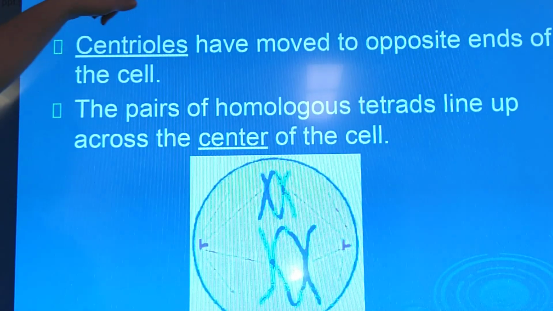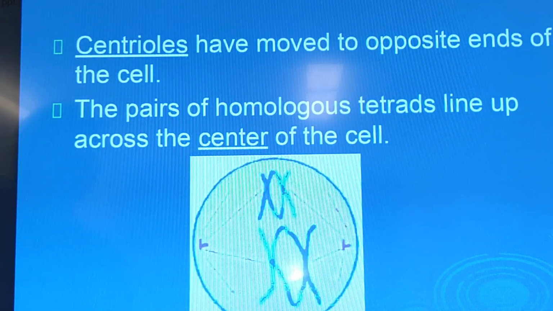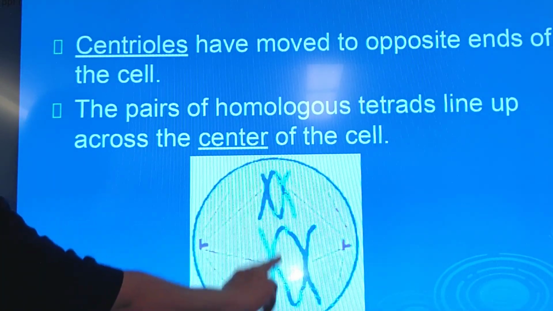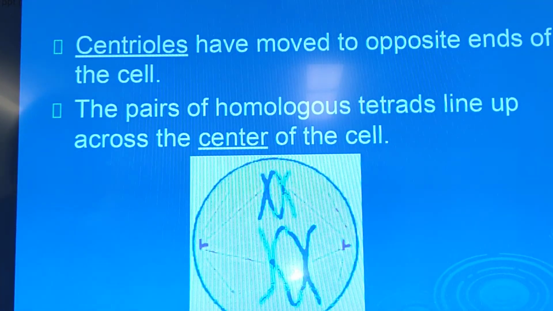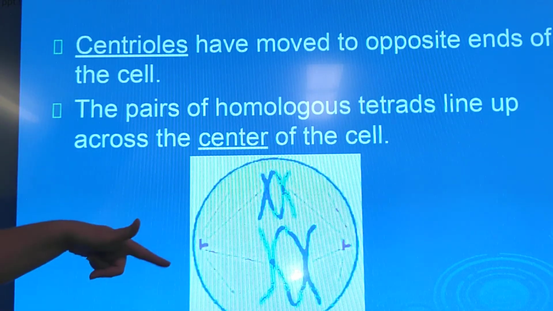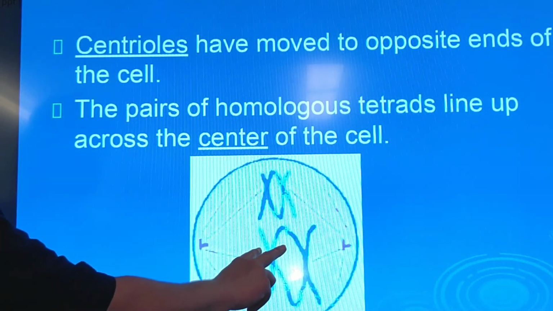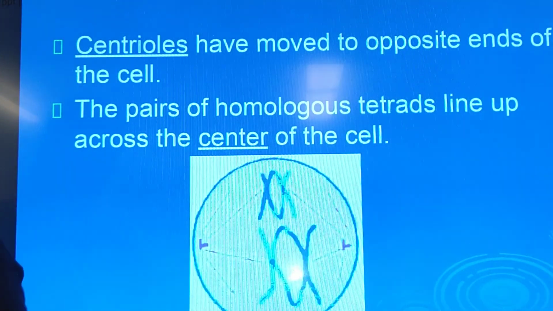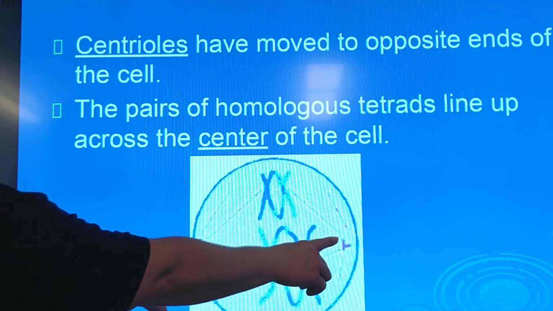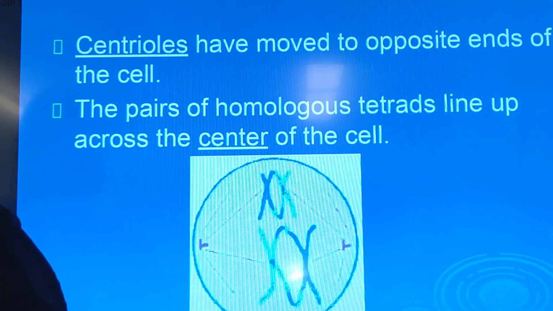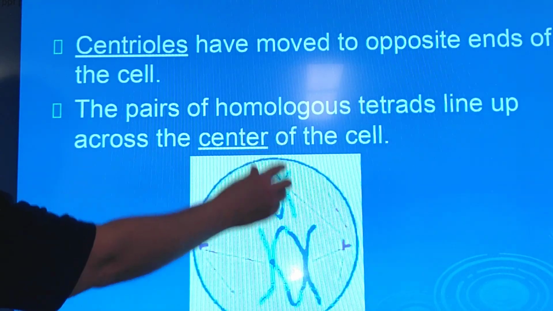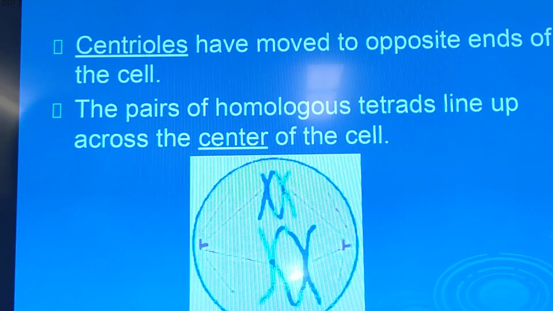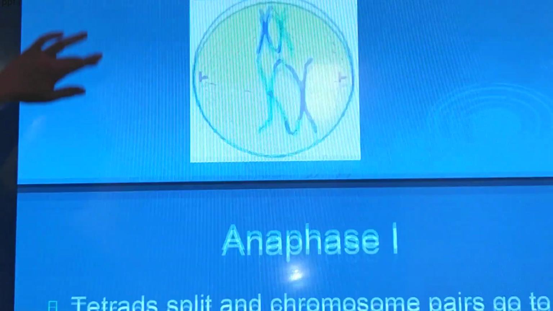Meta means middle. And again, we're going to line up down the middle. But our homologous pairs, it's not a straight line like in mitosis. They're lined up in their homologous pairs. This is going to be a big difference from mitosis. In meiosis, we're going to line up in pairs, because during our first anaphase, we're going to pull these whole sets of X's apart. So centrioles have moved to the opposite ends in metaphase, and pairs of homologous chromosomes are lined up in the center of the cell. They're homologous pairs for metaphase 1.